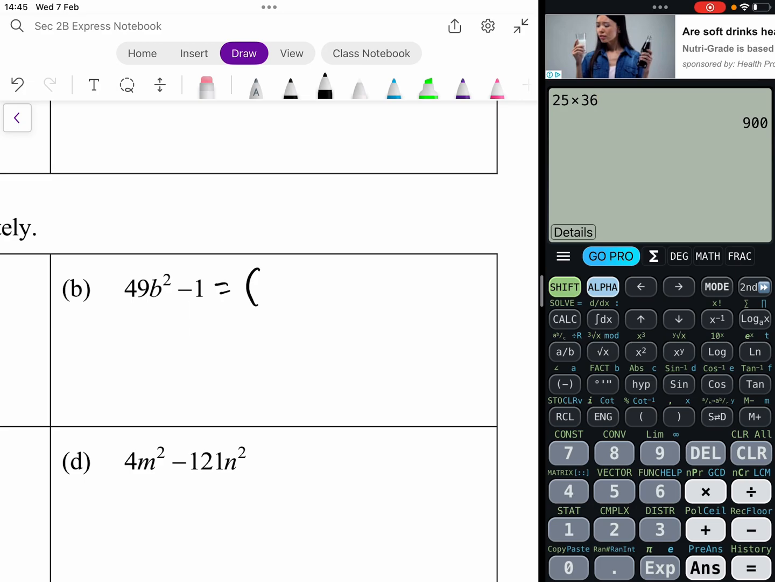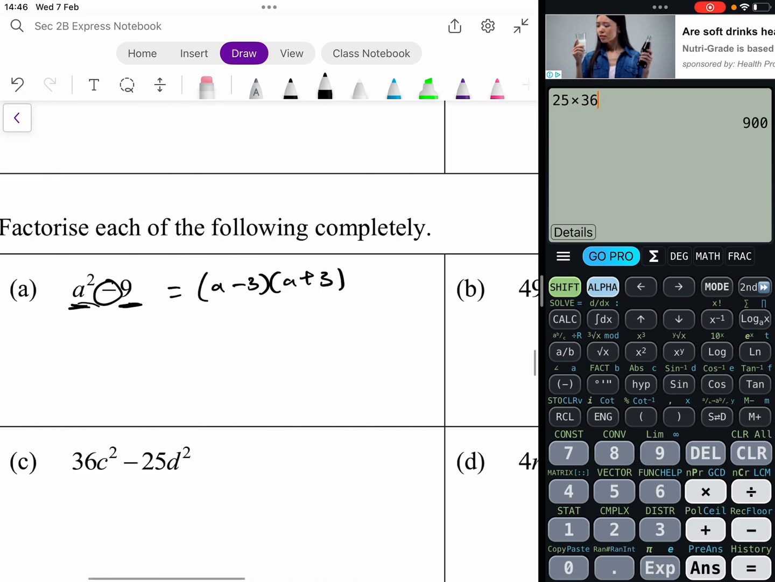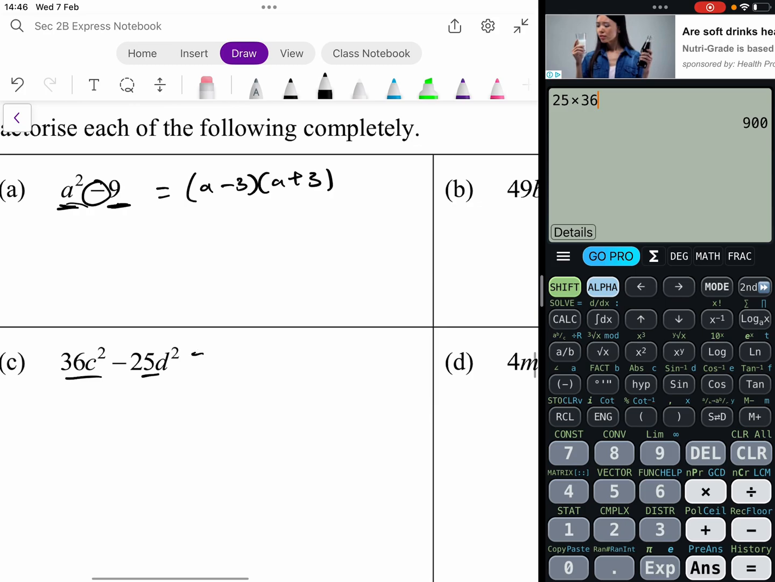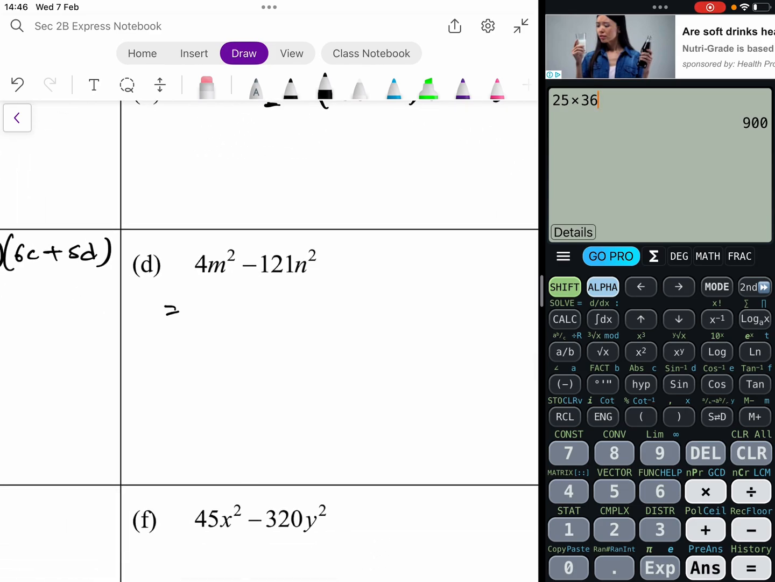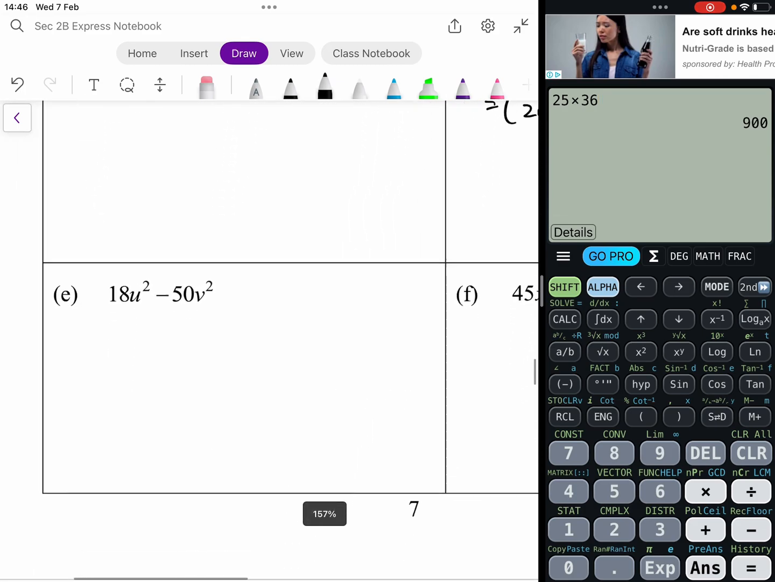49b squared, by now should be familiar. Square root of 49 is 7b, so (7b minus 1)(7b plus 1). Okay, next one. Factorize, we get (6c minus 5d)(6c plus 5d). Square root of 36 is 6, square root of 25 is 5. Okay, simple. Square root of 4 is 2, so 2m. Square root of 121 is 11, so 11n. (2m minus 11n)(2m plus 11n). Right, next one.